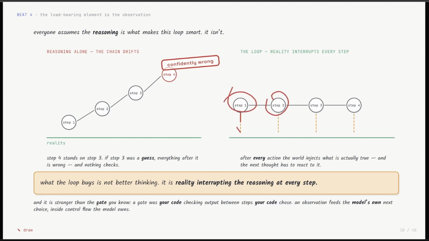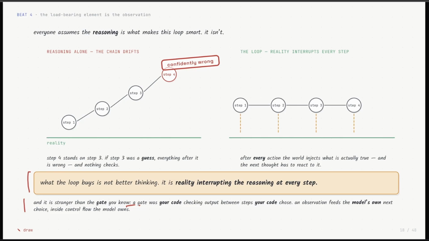Here, you as an engineer would need to think about every step, and what would be the conditions that would make me trigger this context pulling. And that's very important. By definition, what the loop actually buys you is not better thinking. It is reality interrupting the reasoning at every step. And it is stronger than the gate that we already have seen in previous examples.